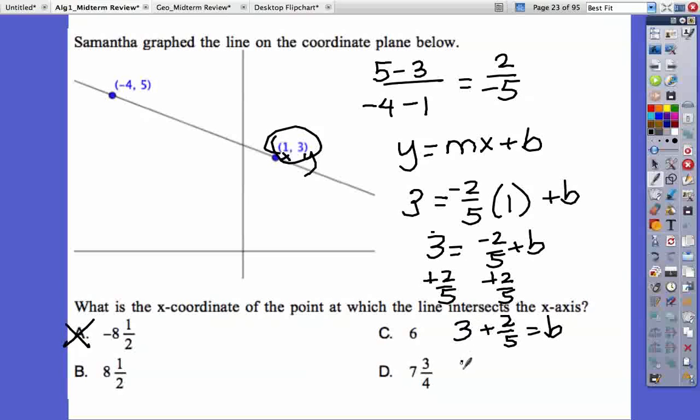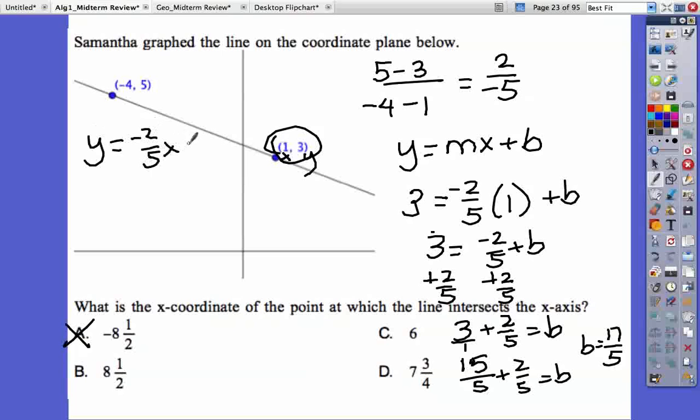We need common denominators in order to add these two fractions together. Remember, this is over 1. We multiply 1 times 5, so we have to multiply 3 times 5. B is equal to 17 over 5. The equation of this line is y equals -2 over 5x plus 17 over 5.